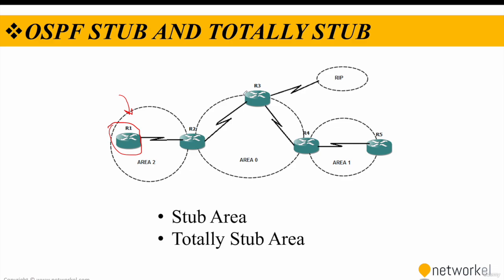That means you will be able to see even the routes coming from this external routing domain, which is the RIP domain, in the router 1's routing table. But do you think router 1 really needs to know about these external RIP domain routes?